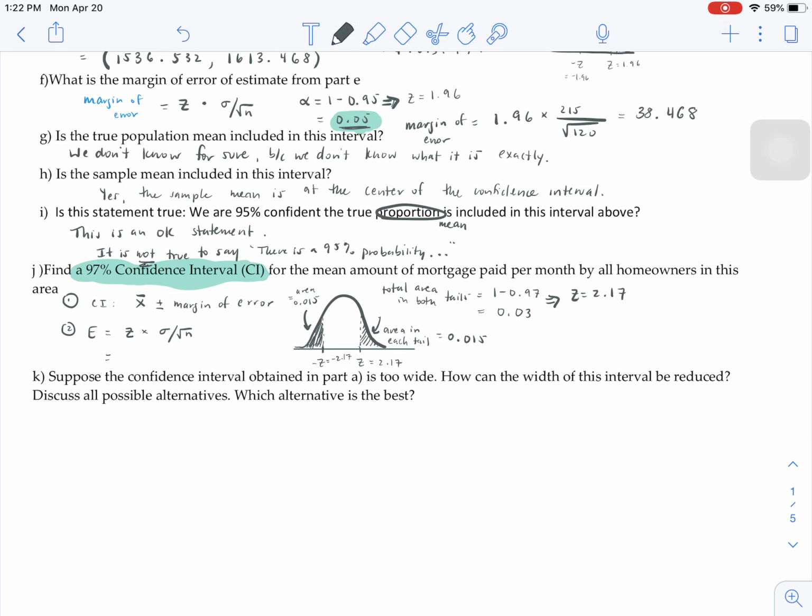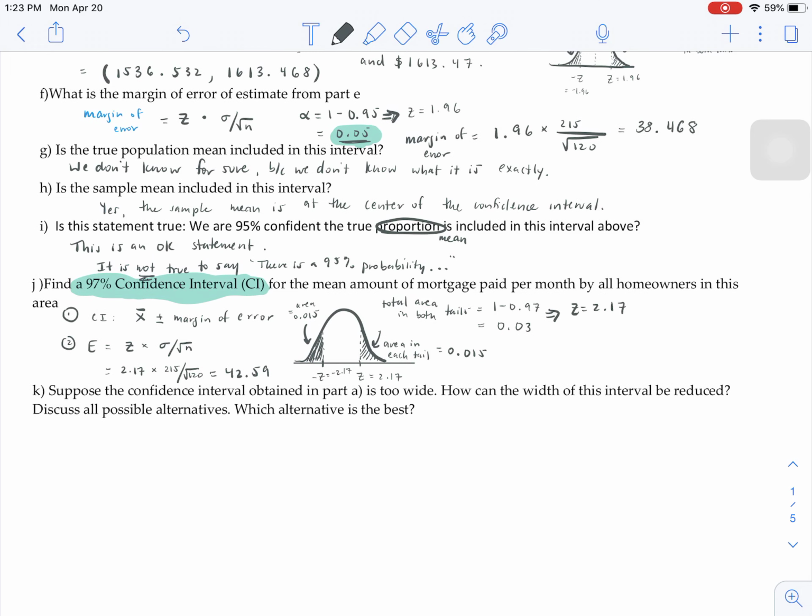So I take 2.17 times sigma over root n. So that's 215 divided by square root of 120. Remember, we were given each of these two numbers in the original problem statement. So I'll plug this into my calculator. 2.17 times 215 over the square root of 120. This should give you 42.59.